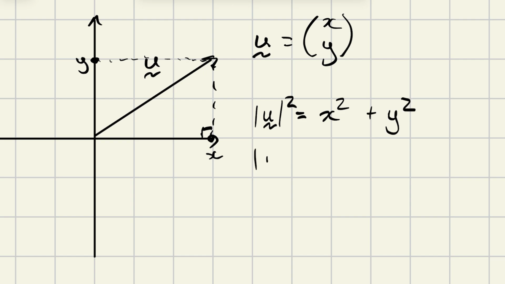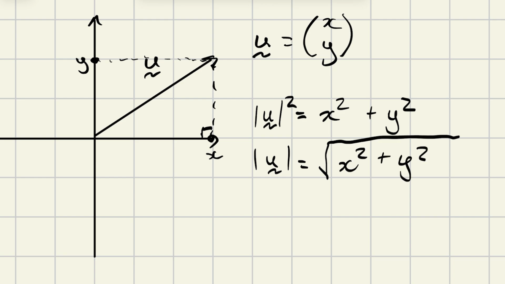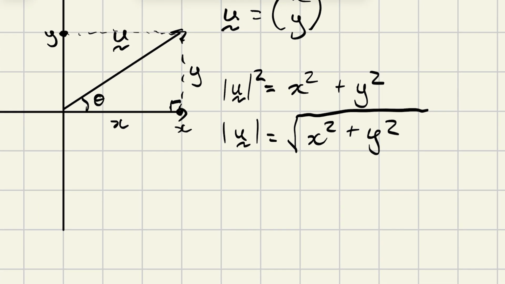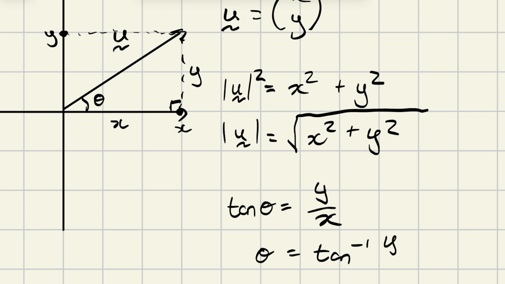And so if you square root both sides, it has to be positive because it's a length. x squared plus y squared. And if you wanted to find any form of angle here, so we know that this length here is x and this length here is y, it's opposite and adjacent, so you're going to use tan. And so tan theta equals y on x, or theta equals the tan inverse of y on x.